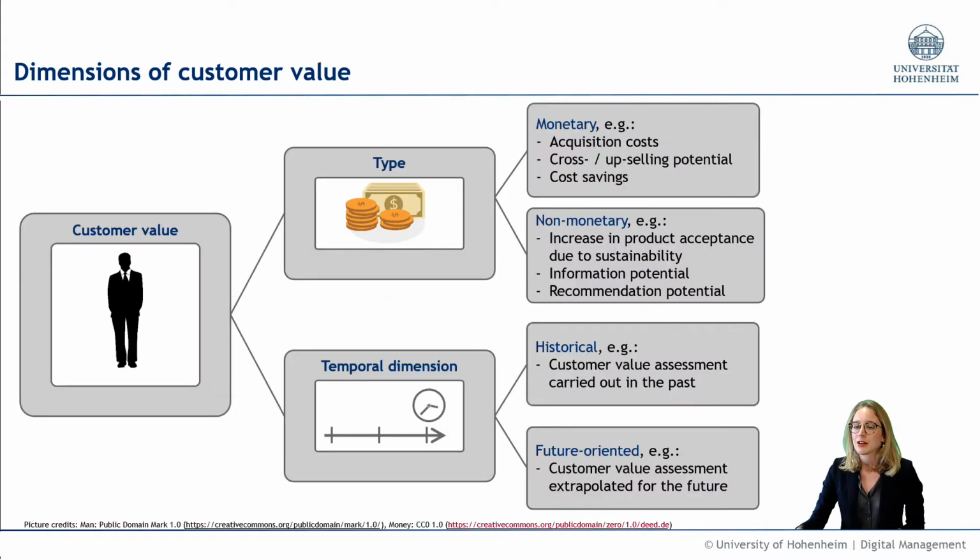So let's look at the dimensions of a customer value. So we differentiate between two basic dimensions. First, there is the type. And second, a temporal dimension, so the time. Regarding type, we differentiate between monetary and non-monetary aspects or dimensions. So monetary aspects refer to acquisition costs, so money used to attract customers. We also have cross or upselling potential and of course cost savings.